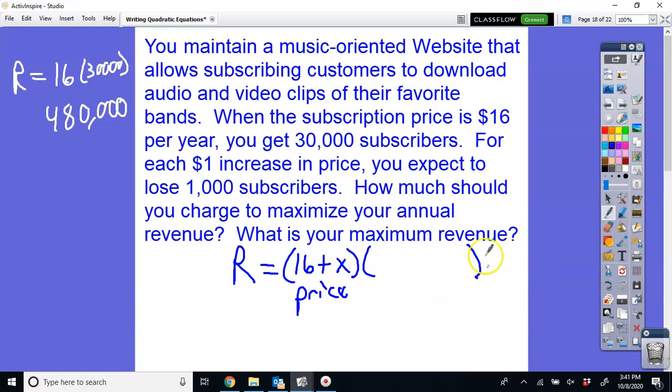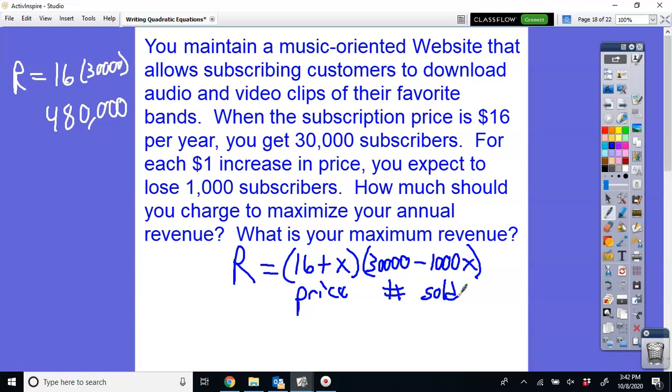The number that I'm selling follows the same kind of pattern. You have 30,000 people right now at $16. But if you move it up $1, you're going to lose, or move down, 1,000 people. So this x actually represents for us what happens if I jack the price up by $1. The number that I sell is going to go down by 1,000. Well, what if I did $2? $2,000, $3, $3,000, $4, $4,000.